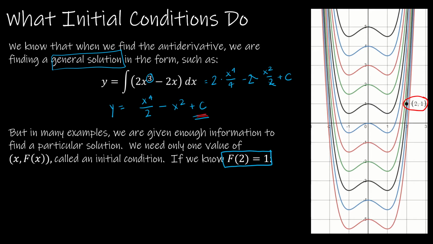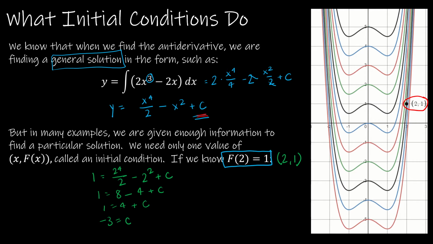So let's take a look. If I have f of 2 equals 1, that's the ordered pair 2, 1. So I'm going to plug in 1 for y and 2 for x, and I'm going to leave it plus c, and essentially I'm just going to solve for c. So 2 to the 4th is 16. 16 over 2 is 8. 2 squared is 4. So that gives me 1 equals 4 plus c. Subtract 4 from each side, I get -3 equals c.